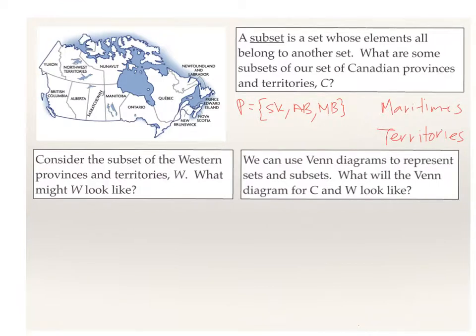Down below here, subset of Western provinces and territories, W. So we're just saying they made one up. They're making up a subset. They're saying Western provinces, and then they want us to say what W could be. And again, there's more than one right option here.